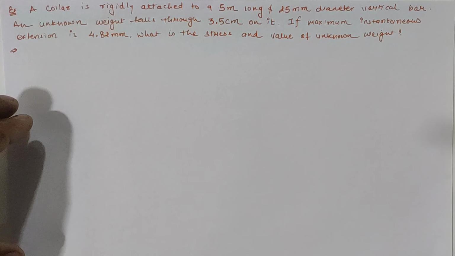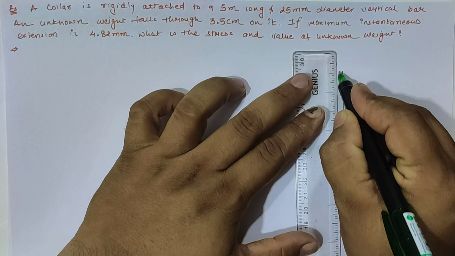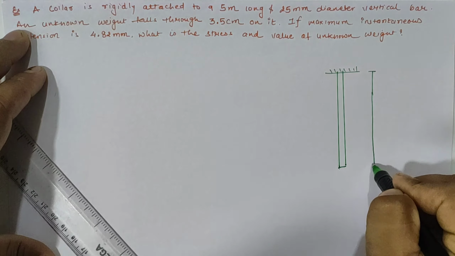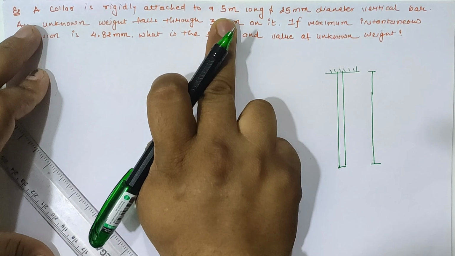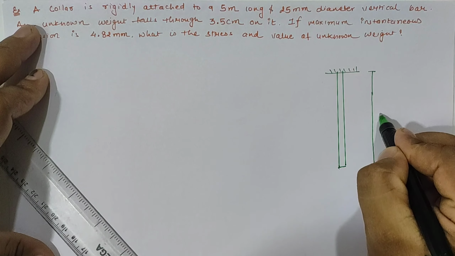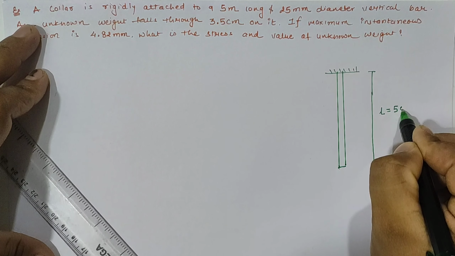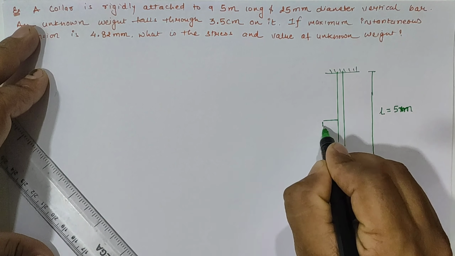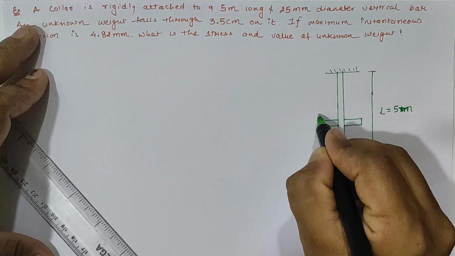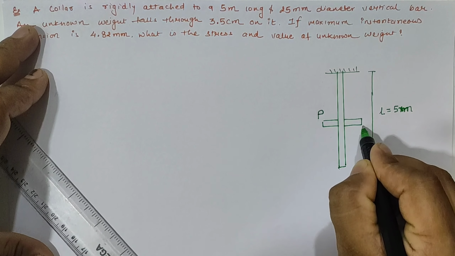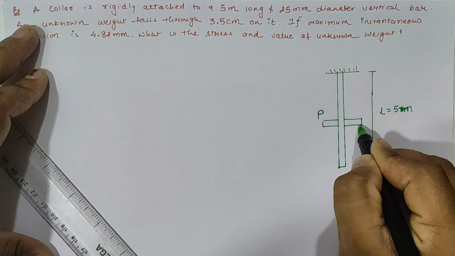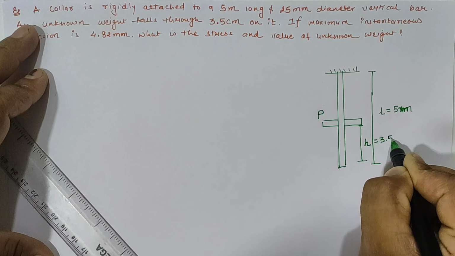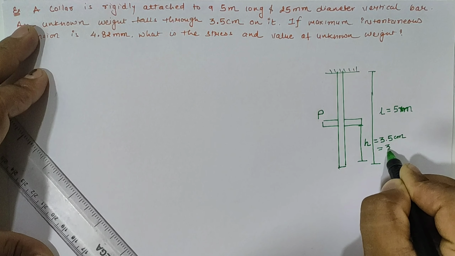So according to the given data, the length of the bar is 5 meter. We have L given as 5 meter. Now we have a load P which falls through a height H, equal to 3.5 centimeter, hence it is 35 mm.